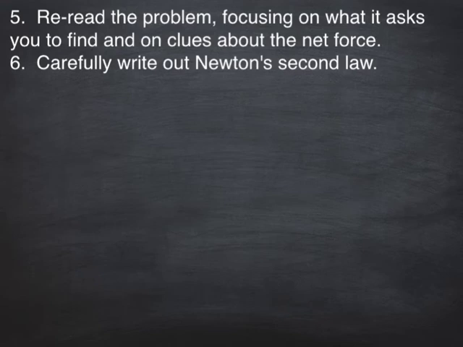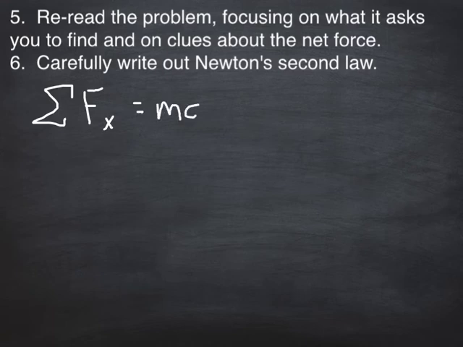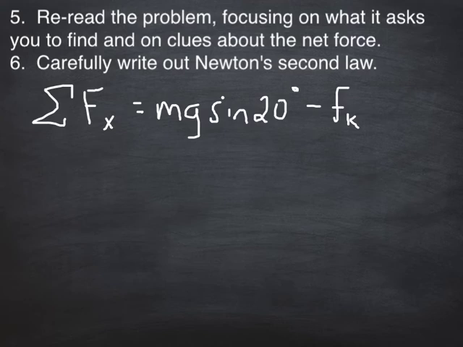So based on my table before, I knew that the sum of forces in the x direction was going to be equal to mass times the gravitational constant times sine of 20 degrees. This is the component of the weight minus the kinetic friction force. And I know that the sum of forces here is equal to 0, that there is no net force. So mg sine of 20 degrees minus the force of friction is equal to 0, which makes them equal to each other.